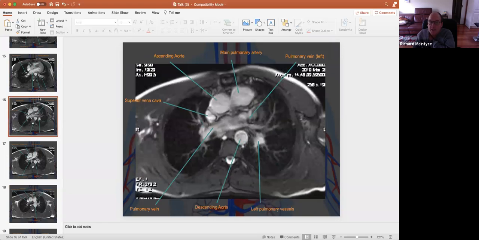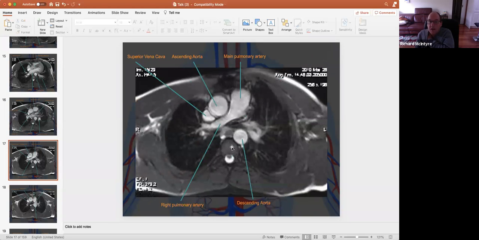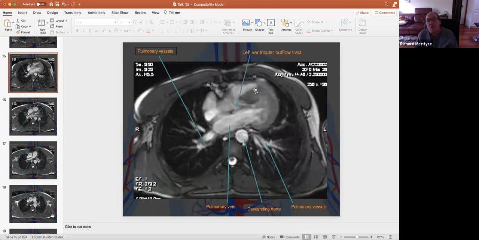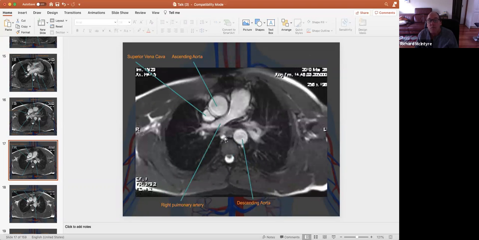Once you've learnt that and understood that, I would then start to identify those structures without scrolling up and down. So scroll up and down, identify, what the hell is that structure? I don't know. I'm going to find out where it starts and ends. So I'm going to scroll down and that obviously starts at the left ventricle. Now, it must be the pulmonary artery because it's come off the right ventricle. It's the main pulmonary artery because I can see it goes into the right and the left pulmonary artery.